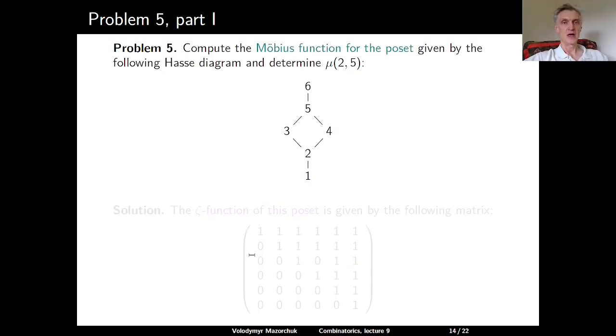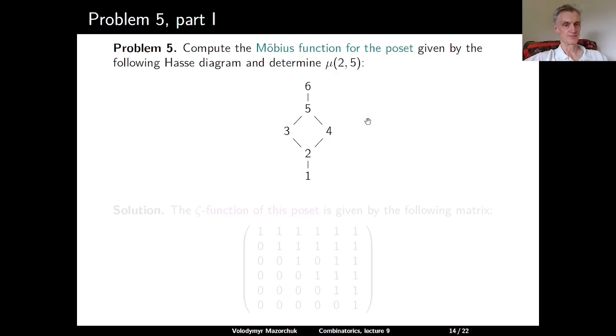Problem 5. Compute the Möbius function for the poset given by the following Hasse diagram and determine mu of 2, 5. So we have a poset with the minimal element 1, then we have 2 above 1, then we have 3 above 2 and 4 above 2, but 4 is not above 3. 5 is above 3 and above 4, and 6 is above 5.